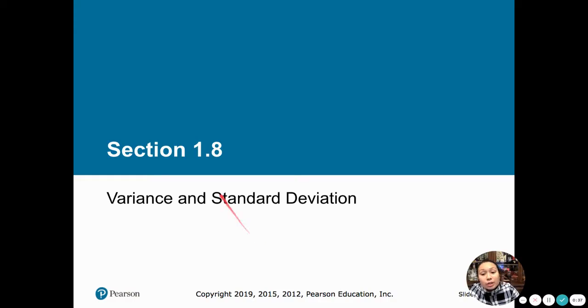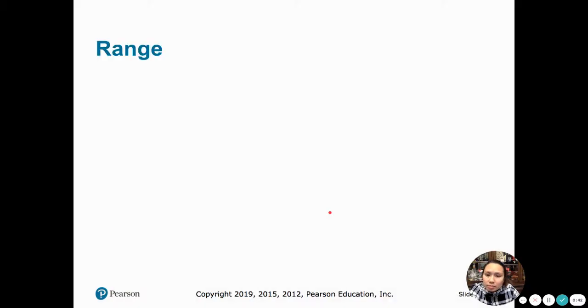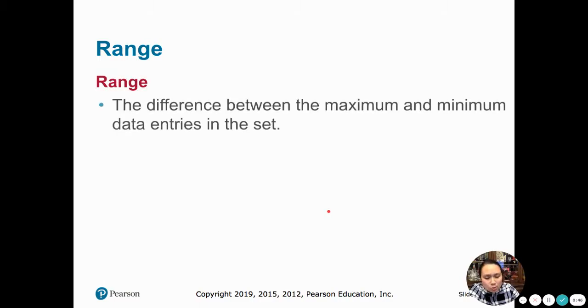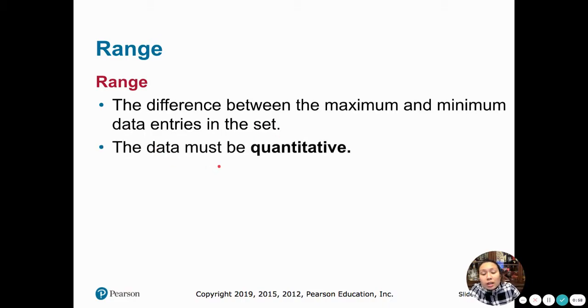So here are your notes for 1.8, variance and standard deviation. Now, the first thing I want to talk about is the range. You may or may not remember this, and that's quite all right, but let me just remind you. The difference between the maximum and the minimum data entries in your data set is what we call the range. If we are finding the difference between the maximum and minimum, this means that they have to be numbers. You can't subtract categories, such as the color of eyes. Right? You can't subtract a blue eye from a brown eye.